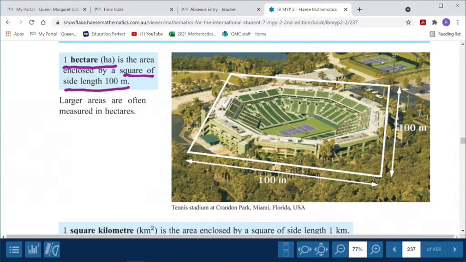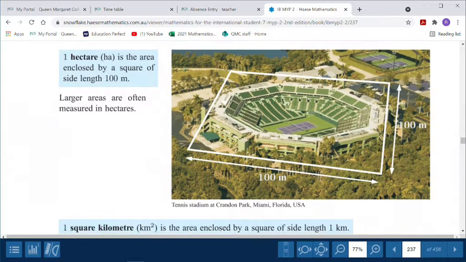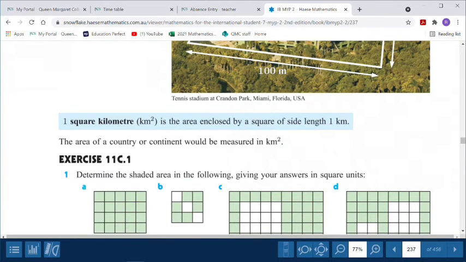Okay, that's a completely different thing, and it doesn't convert very well because it's an English unit, an imperial unit. Okay, all right. So a square kilometer is the area enclosed by a square with a side of 1 kilometer, which makes sense, right? So 1 kilometer by 1 kilometer.